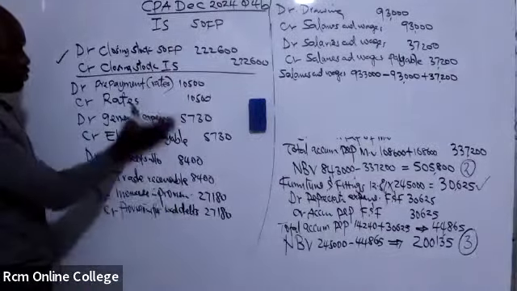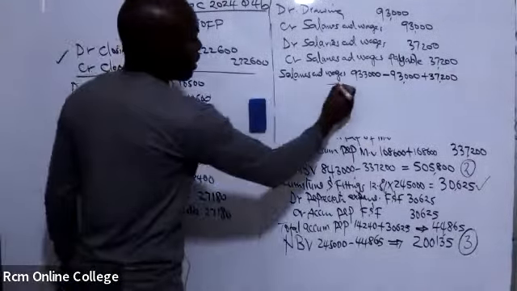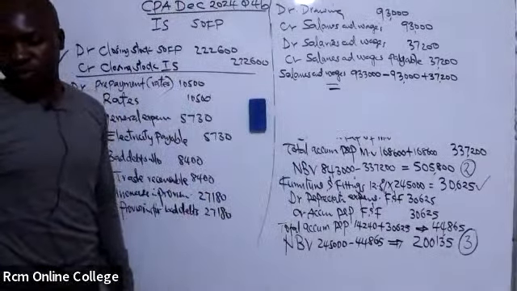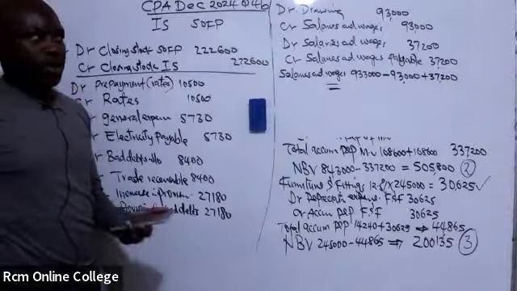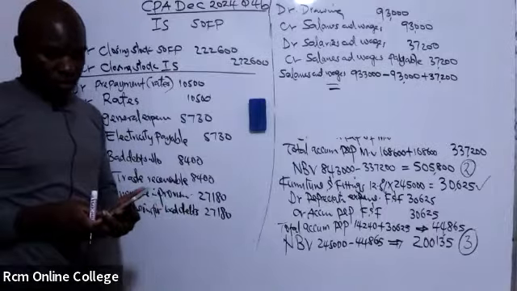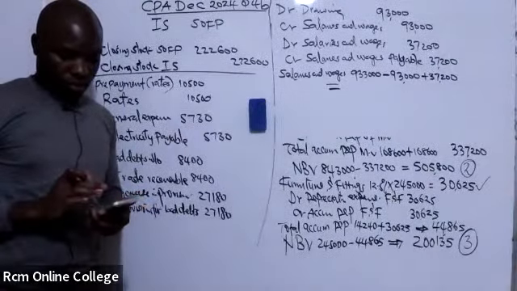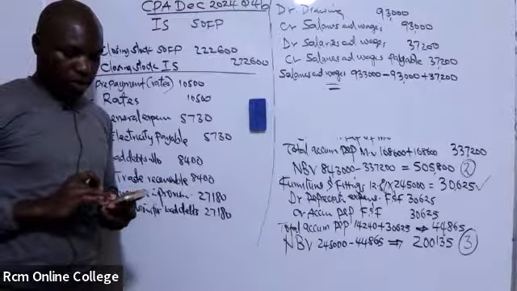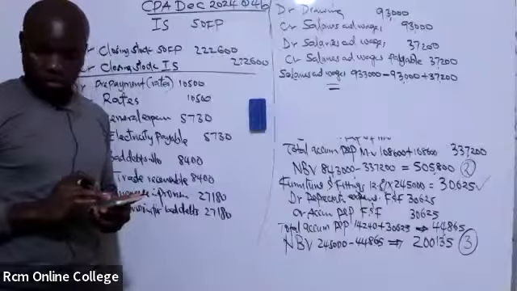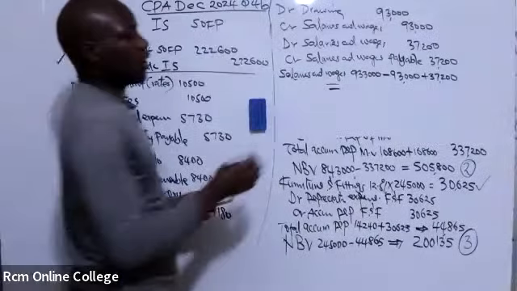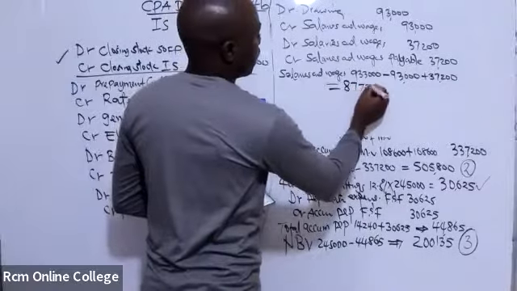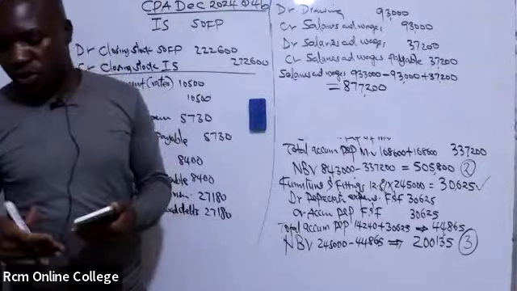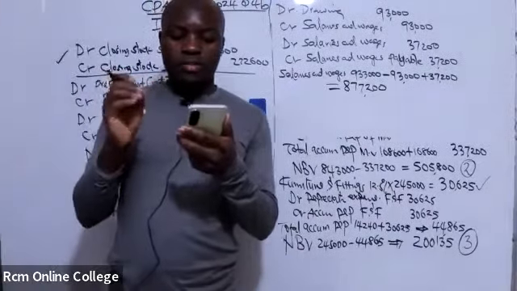Is there anything here that was also affecting salaries and wages? We are not having any on this other side. So what is the net salaries and wages as an expense? 877,200. So that is what you are to do under the adjustments for additional information.